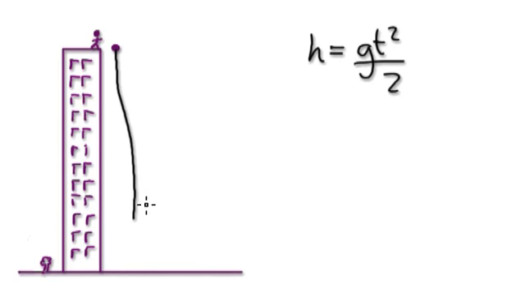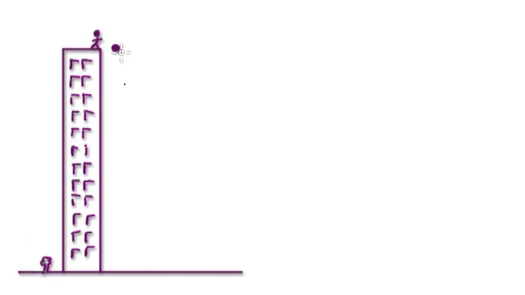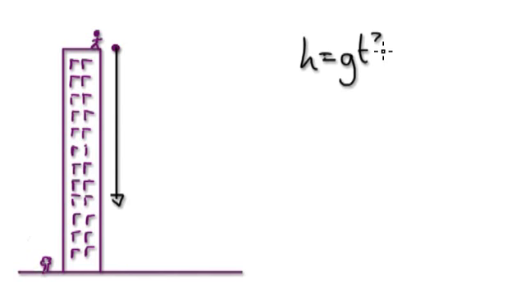And in one of the earlier videos, a long time ago, I gave you this formula: H equals G T squared over 2. If you want to know how far the cannonball here has travelled, then you would use this formula: H equals G T squared over 2.